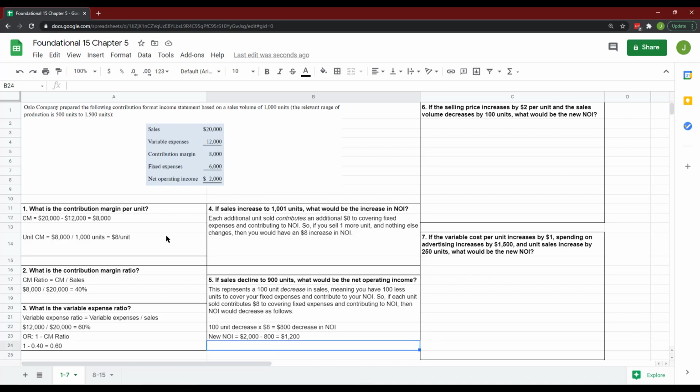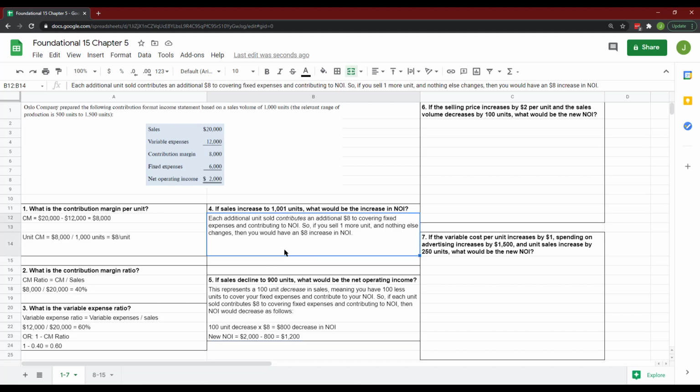Okay? So just remember that CM per unit can be used to estimate the impact of either an increase or decrease in sales if you know how to use it, right? So again, since there's 100 units less, you're going to have less units contributing to that contribution margin figure and ultimately your net operating income. Okay, so in this case, we only had sales that was fluctuating, and in the next 2 problems, as we'll see, we're looking at more than one thing changing.